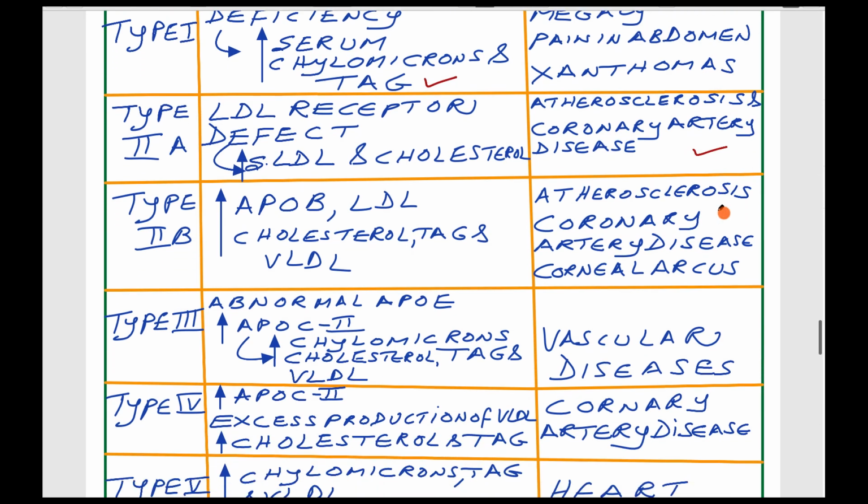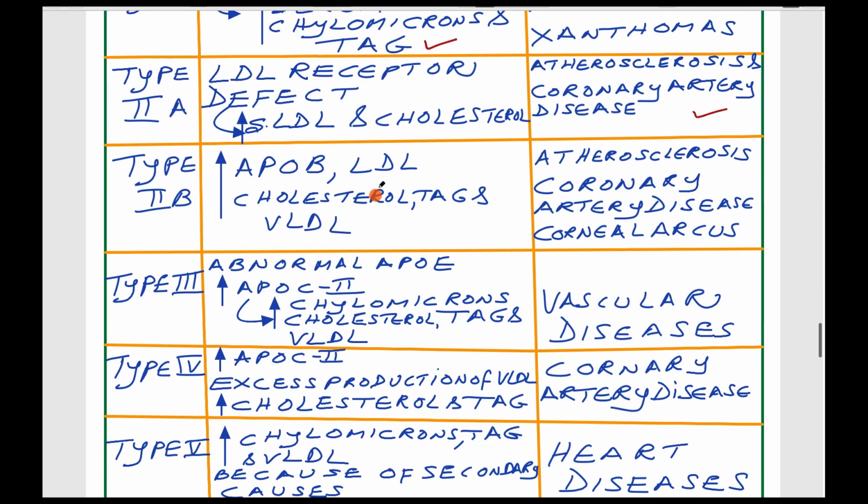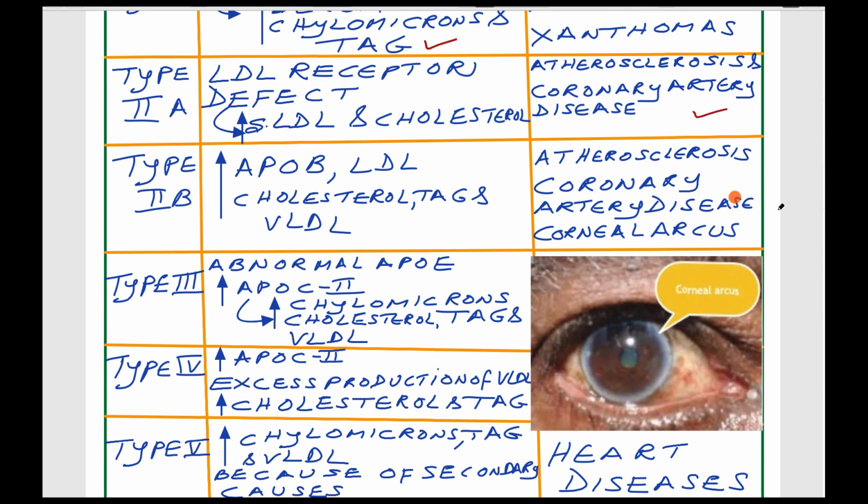Then type 2B: ApoB, LDL, cholesterol, triacylglycerol, and VLDL are increased. So there is development of atherosclerosis, coronary artery disease, and corneal arcus. What is corneal arcus? Deposition of lipids in the cornea. The presence of corneal arcus in people below 40 years of age is indicative of elevated cholesterol levels.